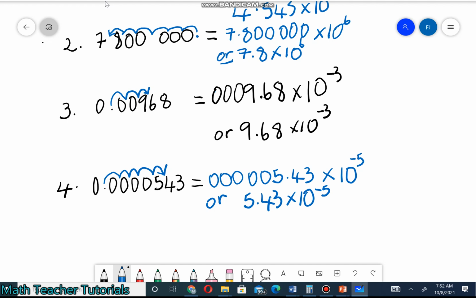So there you have it. We have learned how to write numbers, ordinary numbers, in standard form using negative powers of 10.